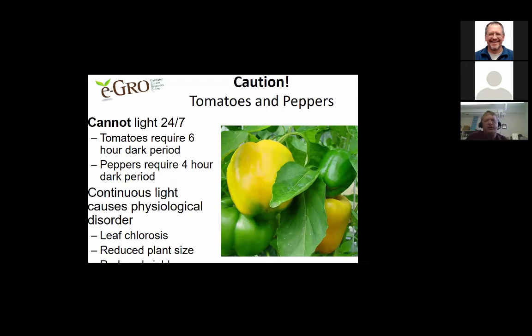Scientists that have looked into this issue find that without that dark period, the leaves accumulate carbohydrates as they photosynthesize during the light hours, and then the dark period is a signal to translocate carbohydrates to the fruit. Without this dark period, there tends to be starch accumulation in the leaves, which then leads to this physiological disorder, as well as lower yields. So just a reminder with tomatoes and peppers to have that dark period.